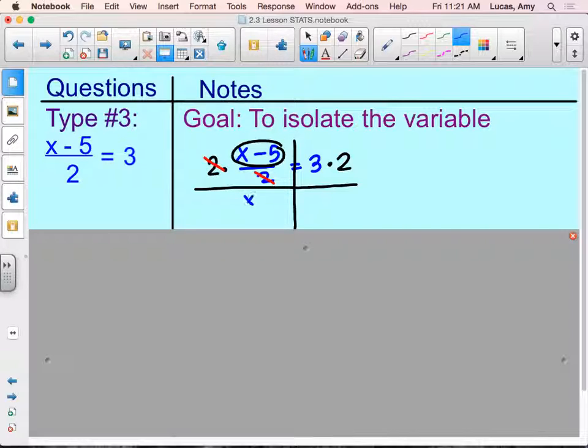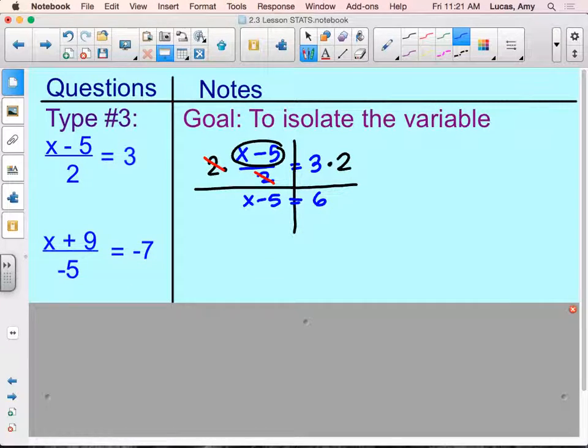So now x minus 5 equals 3 times 2, which is 6. So now my second step on this one, x minus 5, so I'm going to need to add that 5 to get the x by itself. So then x equals 11 is my final answer. Next one.